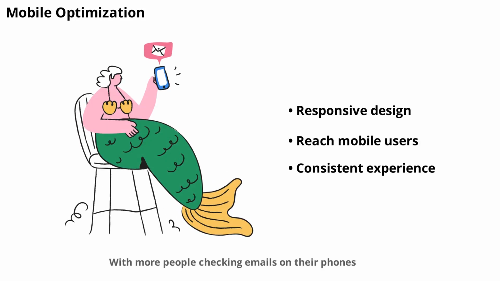With more people checking emails on their phones, mobile optimization is crucial. Mailchimp ensures that all emails and landing pages are responsive, meaning they look great on any device. This helps businesses reach their audience wherever they are and provides a seamless experience across platforms.